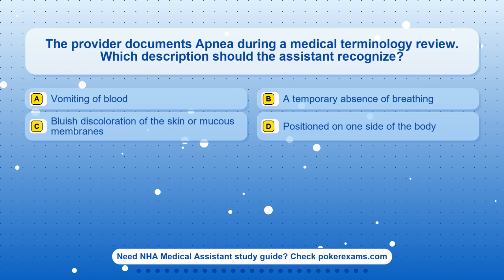Question 17. The provider documents apnea during a medical terminology review. Which description should the assistant recognize? Option A, vomiting of blood. Option B, a temporary absence of breathing. Option C, bluish discoloration of the skin or mucous membranes. Option D, positioned on one side of the body.